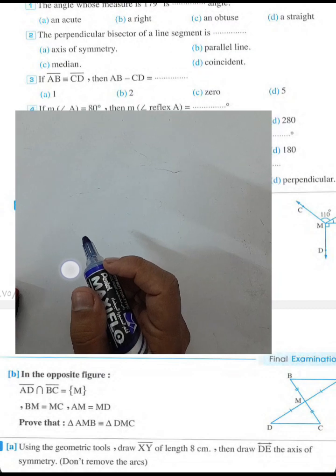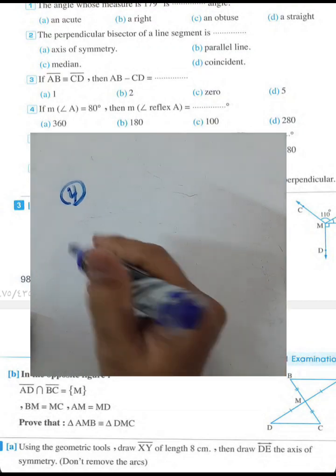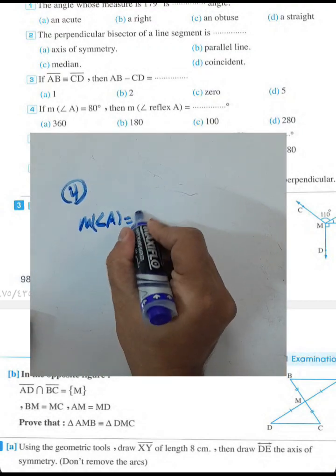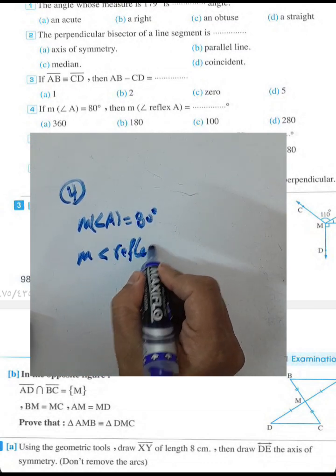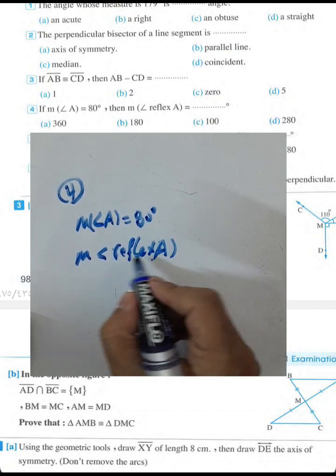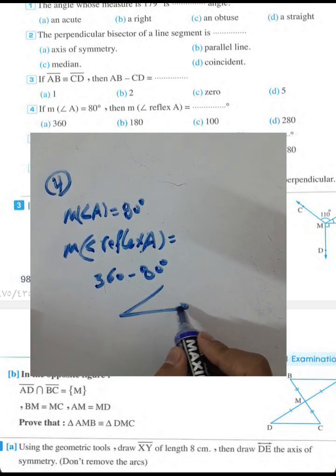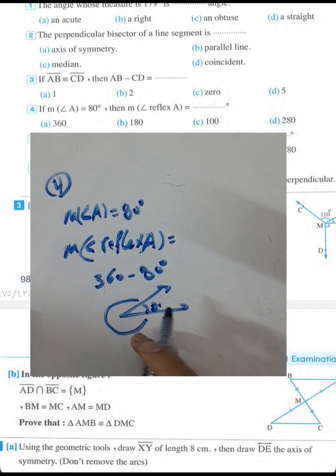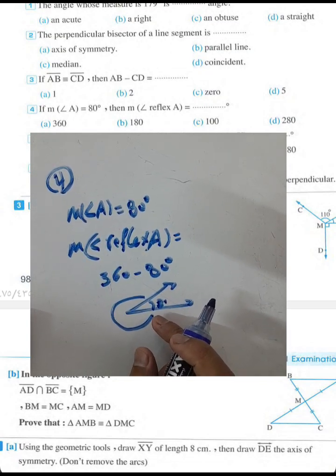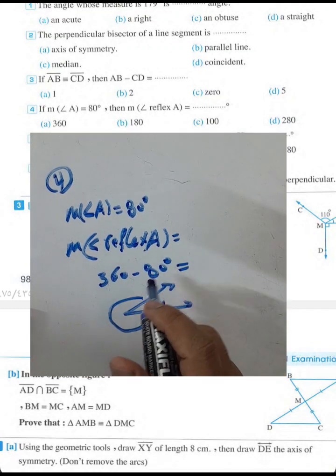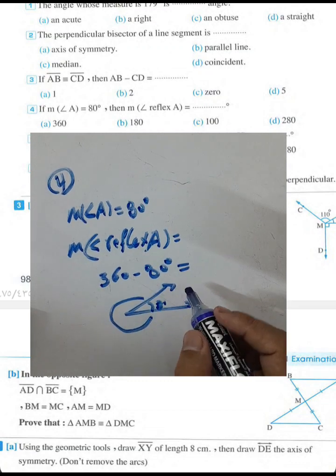Question number 4. If the measure of angle A equals 80 degrees, then the measure of the reflex angle of angle A will be 360 minus 80 degrees. If we have this angle measuring 80 degrees, then this angle we call the reflex angle of it, which will be 360 minus 80, it will be 280. Okay, question number 4, choose letter D.